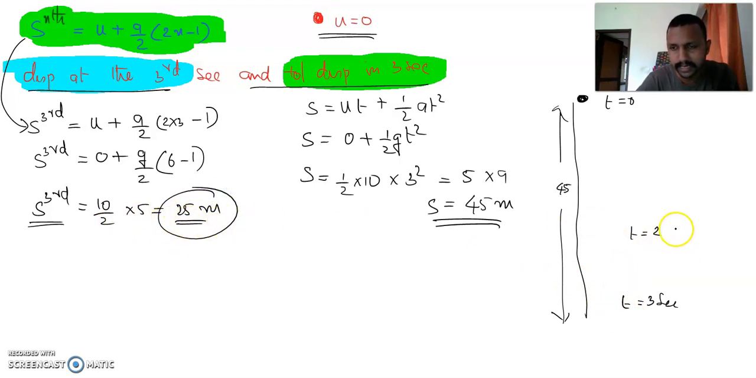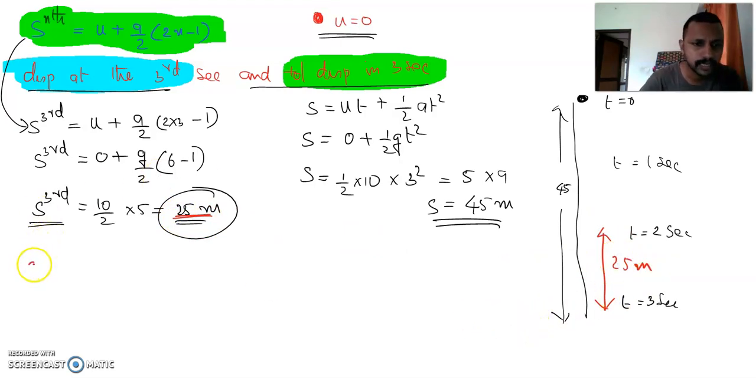At the third second it has moved to a distance of 25 meter, which means at the 0th second it is at the origin, that is the initial point. At t is equal to 1 second it should have moved a particular distance. From t is equal to 1 to 2 second it should have moved another distance, and in the time interval of t is equal to 2 to 3 second, that is the displacement at the third second. In this case the displacement at the third second is 25 meter.